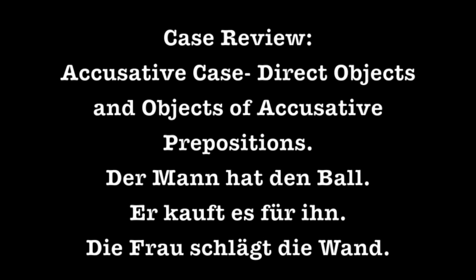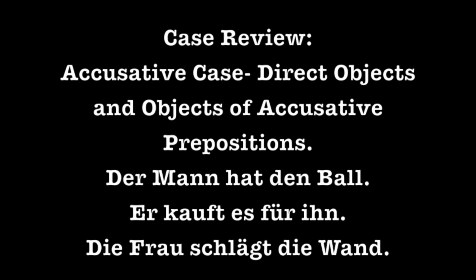Der Mann hat den Ball. As in the example I gave before, the man is the subject, den Ball is the direct object. It's what's being had. Er kauft es für ihn. In this sentence, we have two accusatives, es being the accusative pronoun, it, and the prepositional phrase für ihn, for him. Für is an accusative preposition. That's why für ihn is accusative.